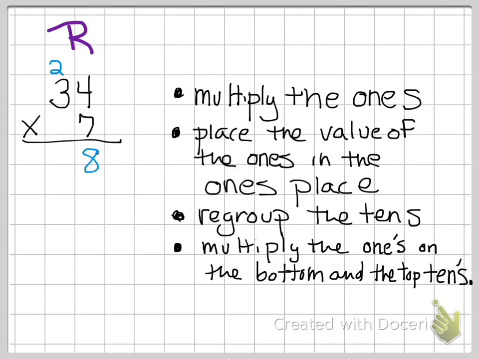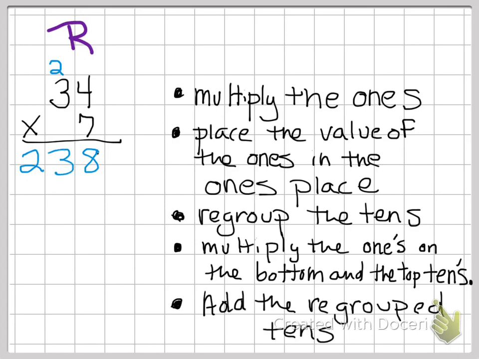I already did the ones. I regrouped to the tens, so now I'm multiplying 7 times 3. I don't even need to think of it as 7 times 30. It's a shortcut. 7 times 3, and then I'll add the regrouped 2, which would become 7 times 3 is 21 plus 2 is 23. So make sure you include in your notes, add the regrouped tens.